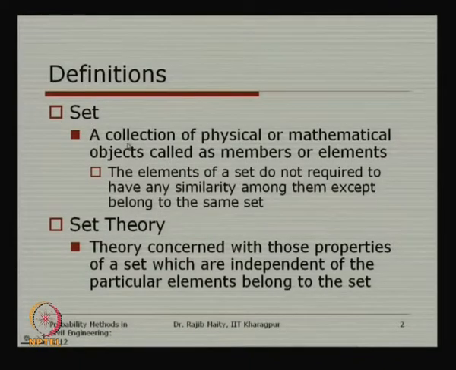Basically, a set is a collection of physical or mathematical objects called members or elements. The elements of a set do not require to have any similarity among them except that they belong to the same set. So, basically a set is a collection of a particular group of elements, and those elements can be physical or mathematical, in terms of different outcomes of a particular experiment, if we think in the context of our probability theory.